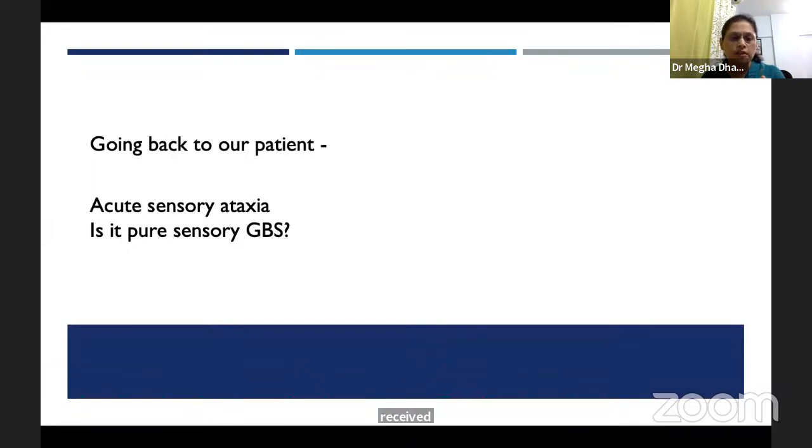So the question is, there was a differential diagnosis which has been discussed, but one question which we can ask is, he did not have any demyelinating features on his nerve conduction studies. So with a sensory ataxia, could this be a pure sensory GBS as a differential for a sensory ganglionopathy?